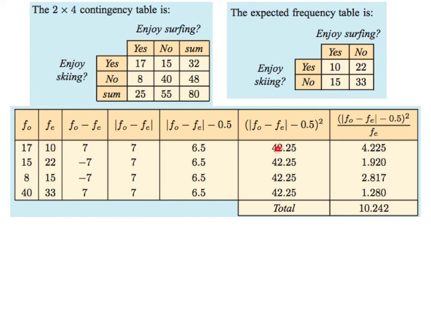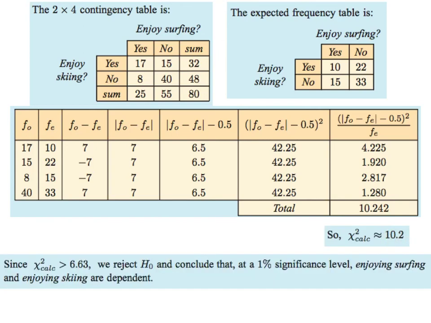We're going to divide this value by this value, and so that becomes 4.225 for the first row, and so on. And then the Yates continuity correction formula says add all of those up. And if we do that, we get 10.242. What is that? Again, you need to remember this is finding our chi-squared value. So this is our chi-squared calculated value after correction. Our chi-squared value is 10.2 because we round to 3 significant figures.